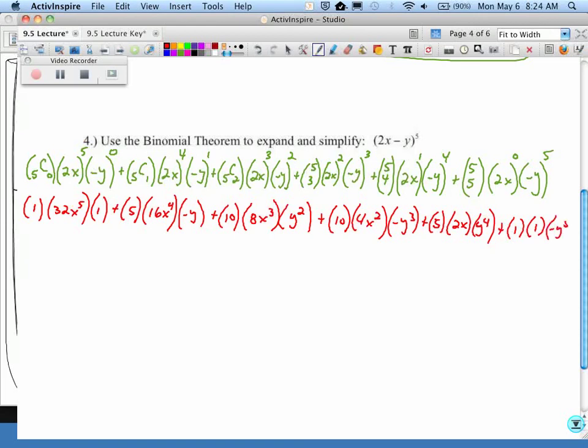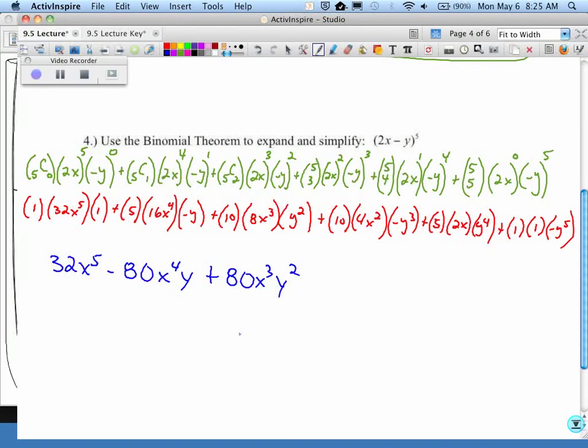What is this? So in the beginning, I have 32x to the fifth. My second term, I would look at it like this: 5 times 16 times negative 1. So I do my numbers first. I get negative 80 x to the fourth y. The next term, 10 times 8 times 1 is 80 also, but this is a positive 80 x cubed y squared. 10 times 4 times negative 1 is negative 40 x squared y cubed.